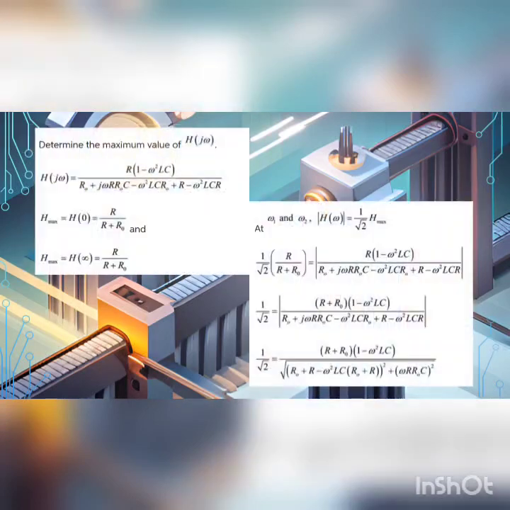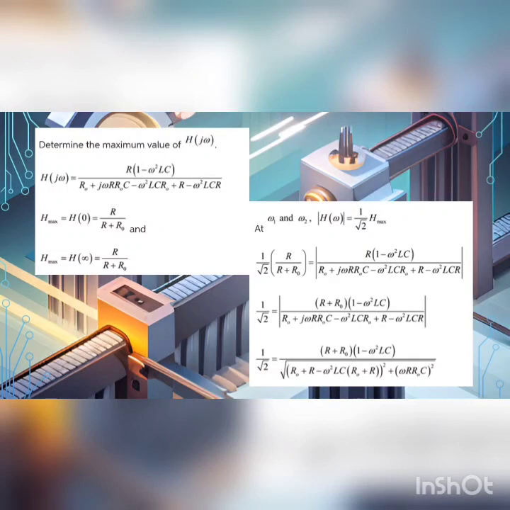After that, we have to determine the maximum value of H(j omega), which is H(j omega) equals R times 1 minus omega squared LC, divided by R naught plus j omega R naught C minus omega squared LCR naught plus R minus omega squared LCR. And we have to determine the H max, which is H at infinity equal to R divided by R plus R naught, where omega 1 and omega 2 are where H(omega) equals 1 over square root of 2 times H maximum.